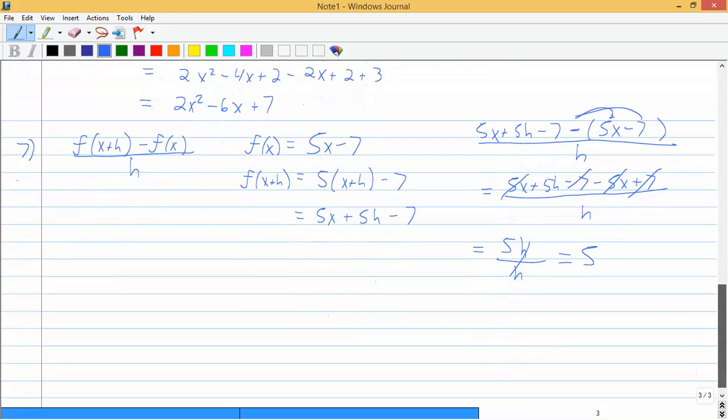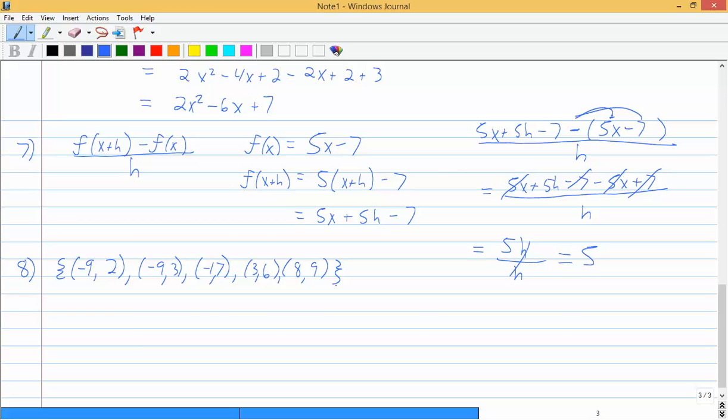Number 8 says determine whether the relation is a function. So we have the points negative 9, 2; negative 9, 3; negative 1, 7; 3, 6; and 8, 9.